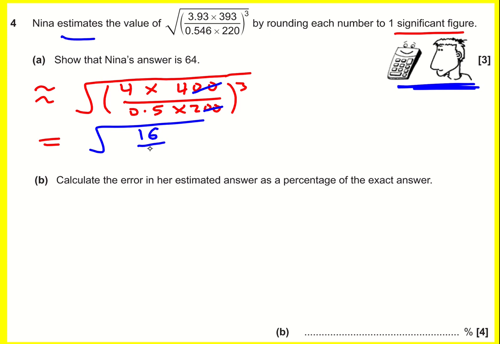So 0.5 times 2 becomes 1. 4 times 4 becomes 16. I'm still cubing that. This is where it gets a little bit tricky. 16 cubed is going to be quite a large number.